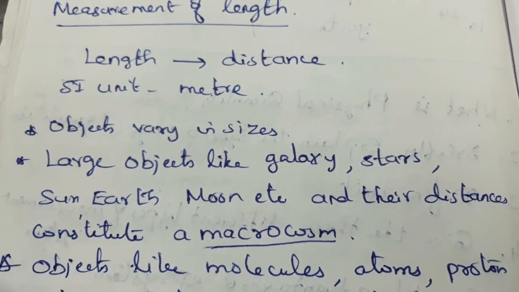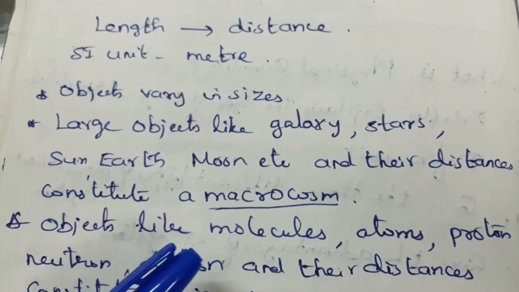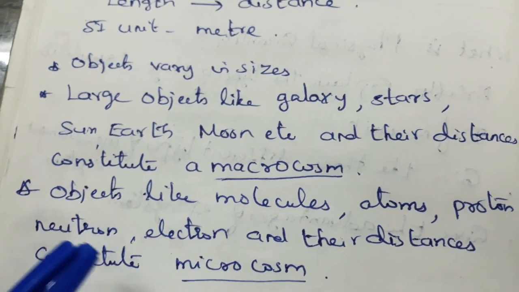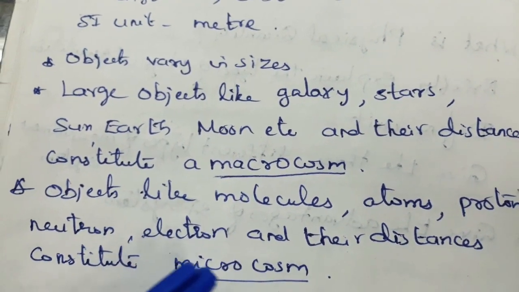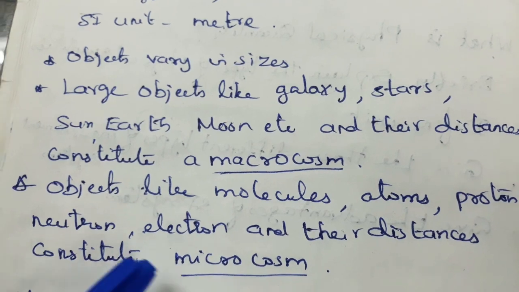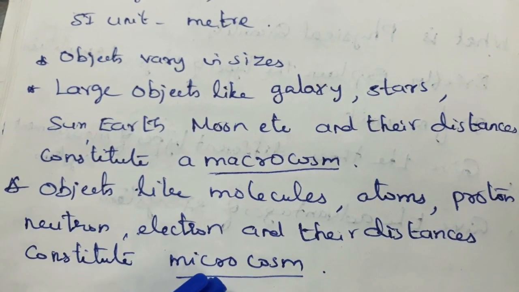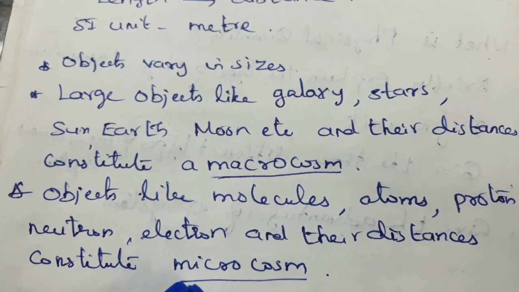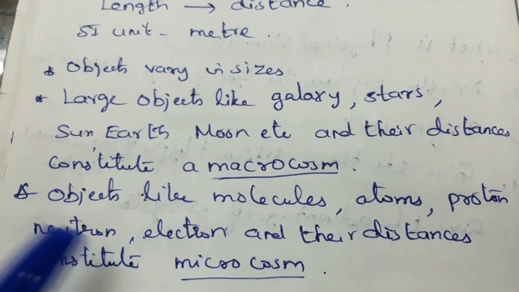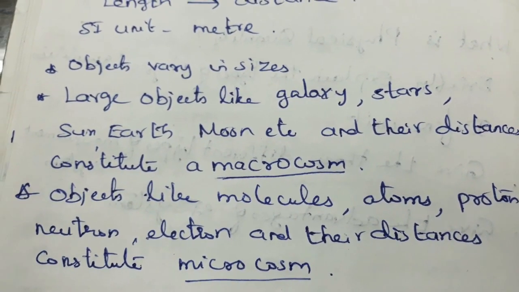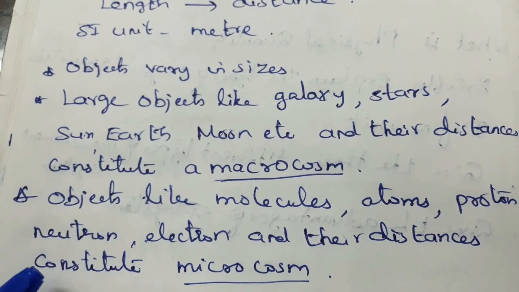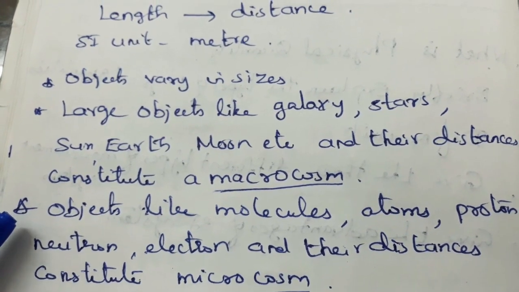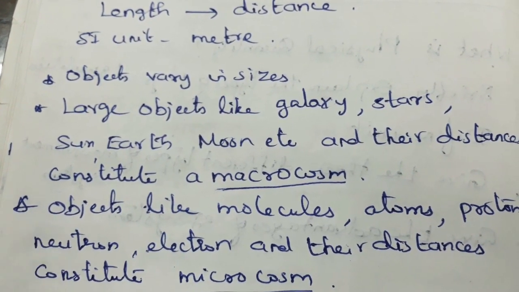Then smaller objects. Objects like molecules, atoms, proton, neutron, electron and their distances constitute the microcosm. Microcosm refers to the small world in which both objects and distances are small in size. So, we have to deal with the smaller objects as well as the larger objects.